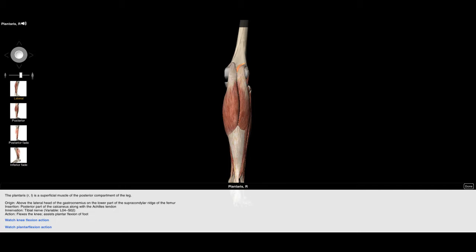So Plantaris, don't think so much about what it does in terms of a primary mover. Think more along the way that it's probably a big sensory organ that provides a bunch of information back to our brain.